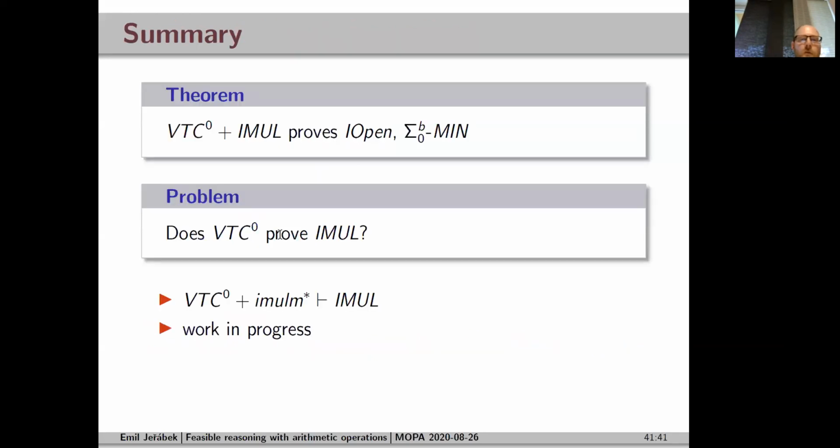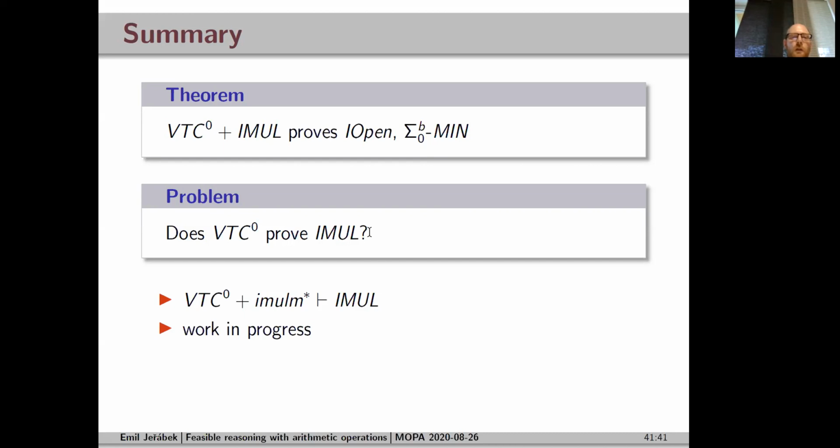So this is the end of the talk. So this is a summary. We know that VTC0 extended by iterated multiplication proves open induction and even the least element principle for sigma B0 formulas.